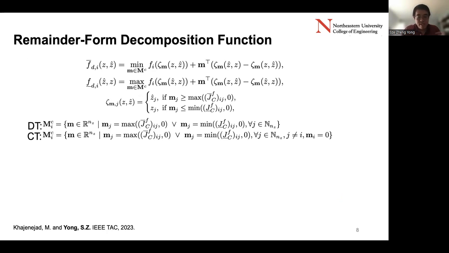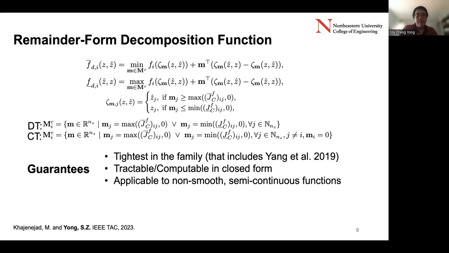So this is just to give you a foretaste of some of the work that we've done. We came up with what we call a remainder form decomposition function. I won't go into the details, but basically what we could show is that it is the tightest in the family that we consider, and that includes a specific version that was proposed recently in 2019. And it is also tractable, or computable. So basically, we don't need an optimization problem or an iterative algorithm to solve it. We can solve it all in closed form. And it actually even applies to non-smooth or semi-continuous functions.